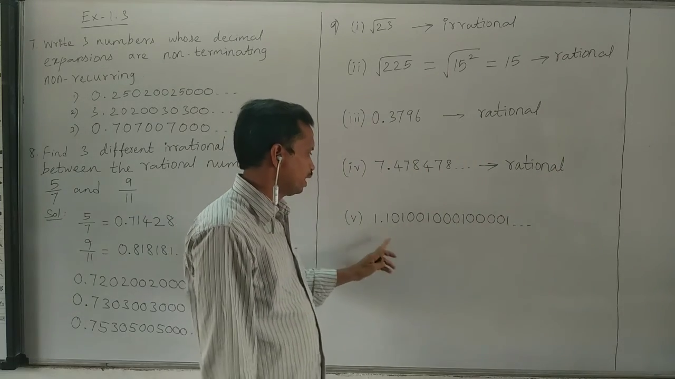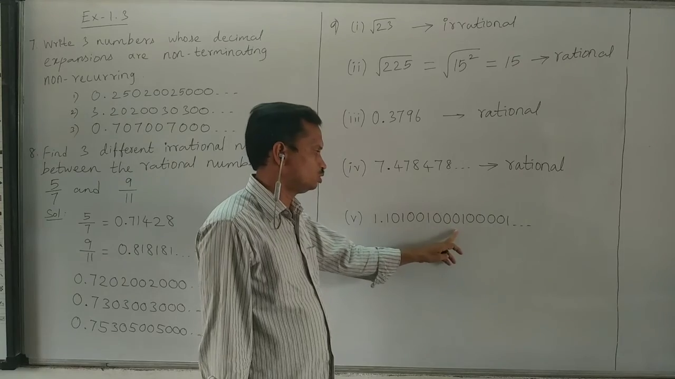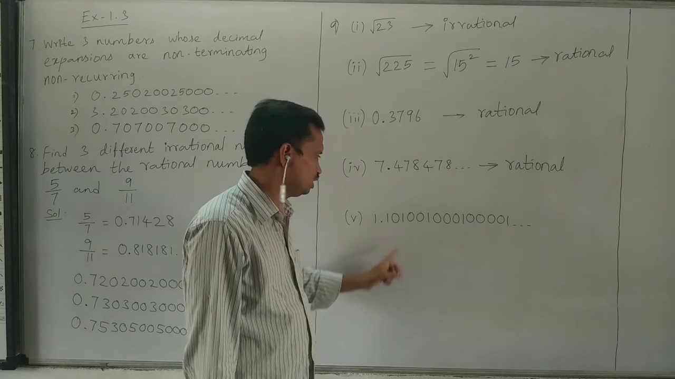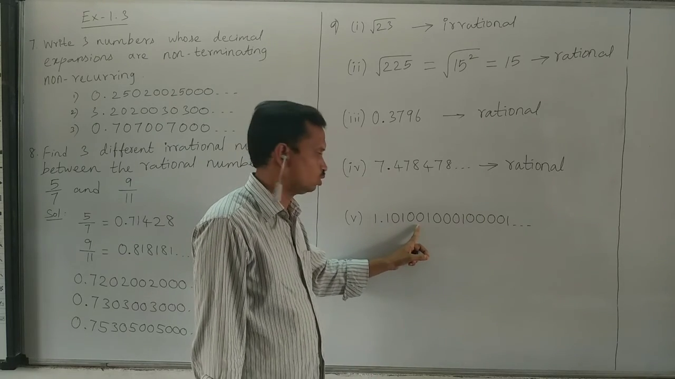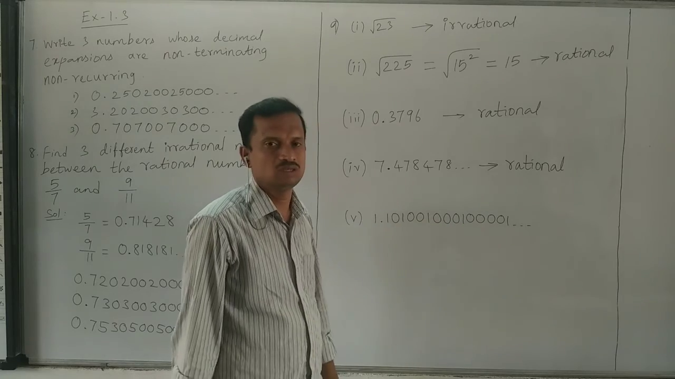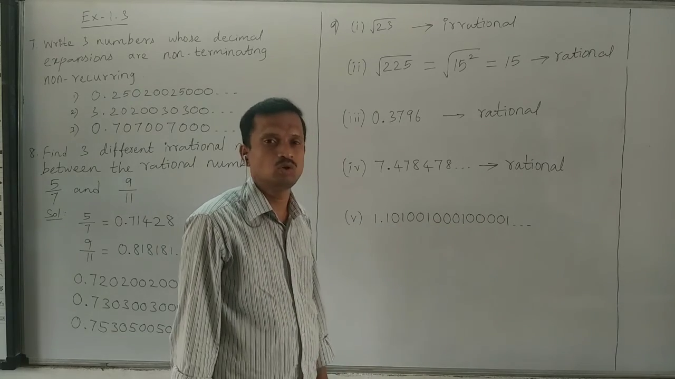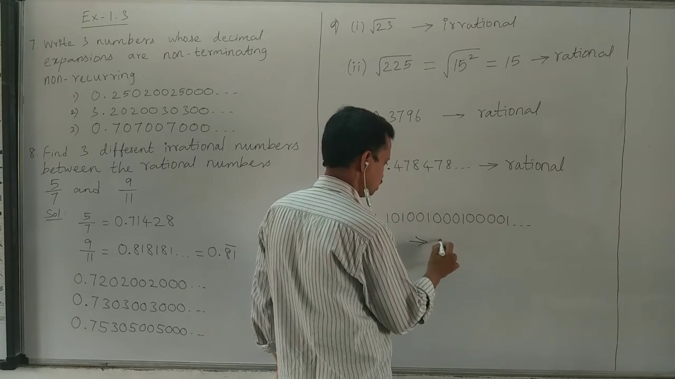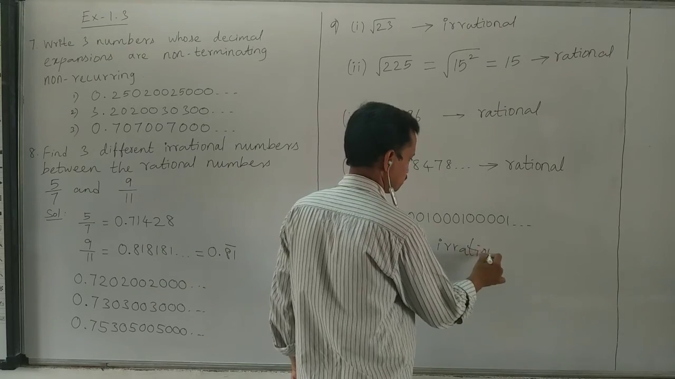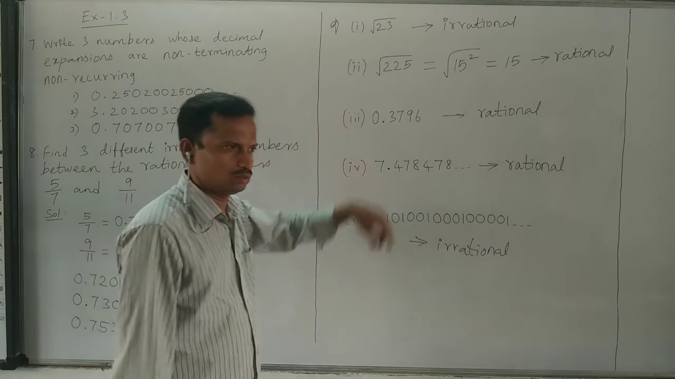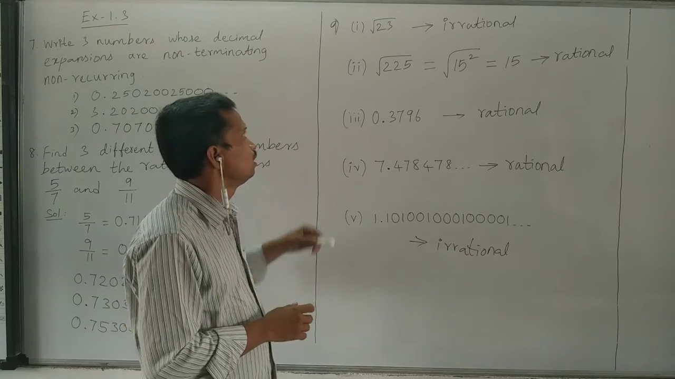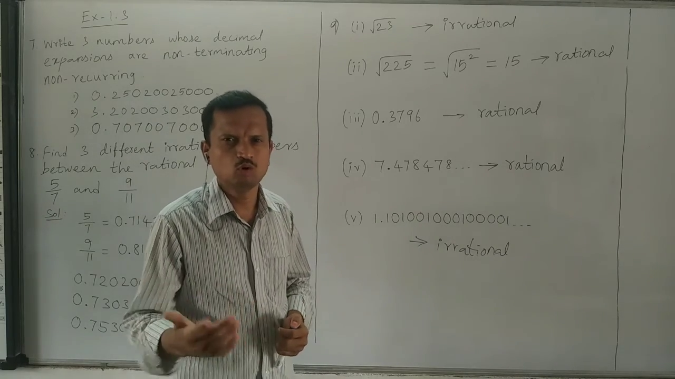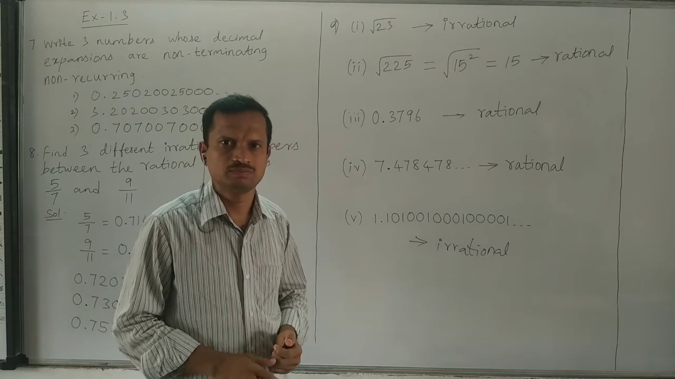And this one, 1.10100100010000, etc. So it is non-terminating, non-recurring. You see, here 10, here comes 20, after that 000. So like that it is non-repeating. So non-terminating and also non-repeating. Such numbers are called irrational. So this is irrational. So this is the method to find whether the given numbers are rational or irrational. So now the exercise is over. We move to the next exercise 1.5.